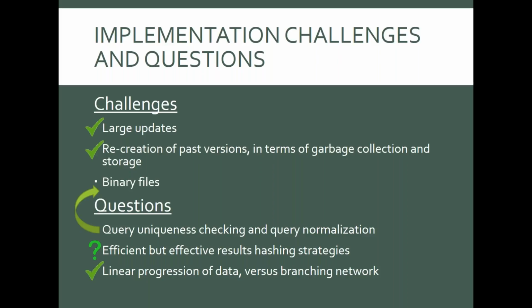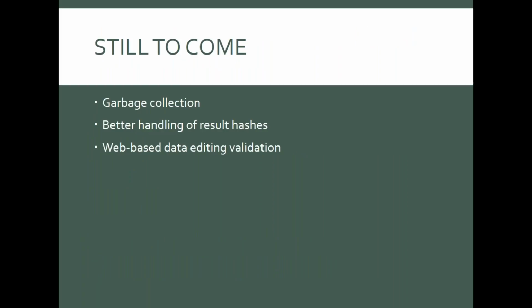I think we have a way forward for the query uniqueness checking and normalization, and we just need to finish implementing it. And we feel confident that we have a good approach to the data progression, but we still haven't really cracked the nut of effective result hashing strategies. And I think that's going to come up as we address this question here, the query uniqueness checking and normalization. We'll also have to be thinking about our results. So those are the challenges and questions that we've come up with.